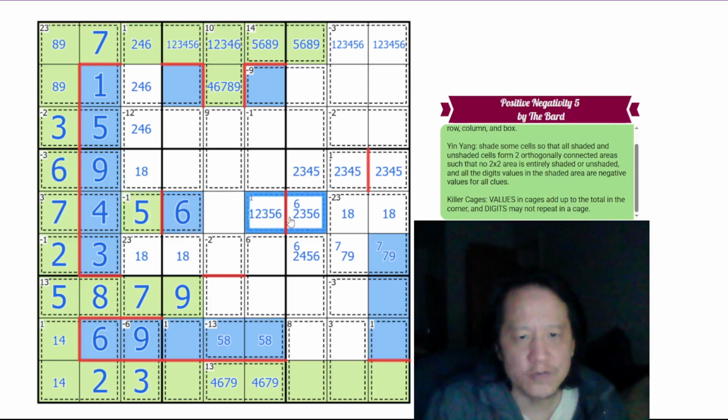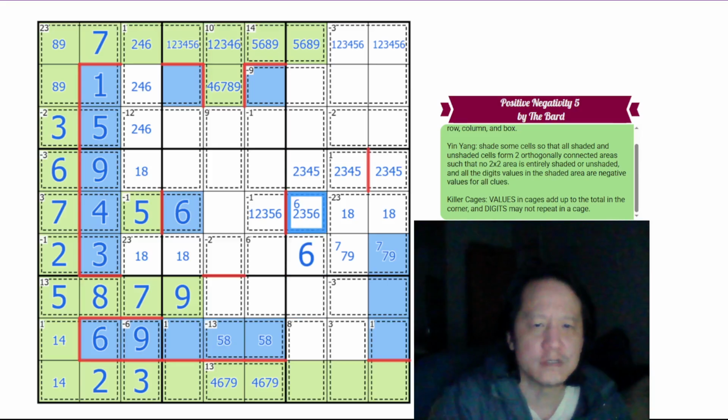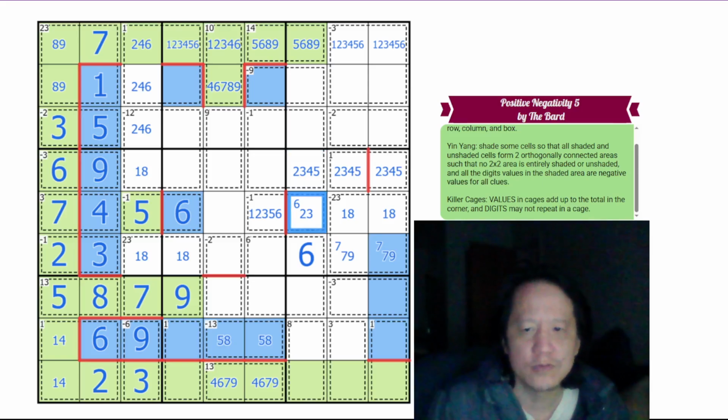This is 6, no 5 and 6. So where is the 6 in box 6? It has to be here. So this is 6. No 5 and 6 here. This is 2 and 3. We can't have 1 here. So this is a 2, 3 pair.